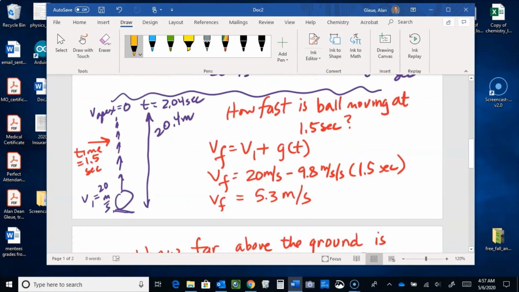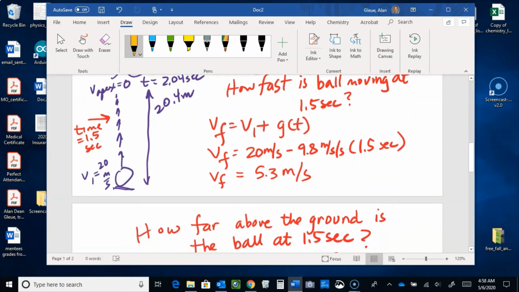Well, we might also want to look at some other time in this trajectory. So for example, maybe we want to know how fast the ball is moving at 1.5 seconds. We know it's going to be stopped at 2.04 seconds, so we know it's going to be moving here with some velocity. So again, we could use the how fast equation, but now we're going to substitute 1.5 seconds for time. So we have our initial velocity minus 9.8 meters per second squared times 1.5 seconds. We end up getting about 5.3 meters per second for my velocity at that time.